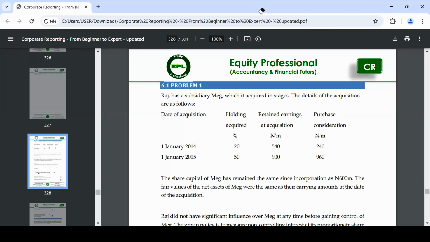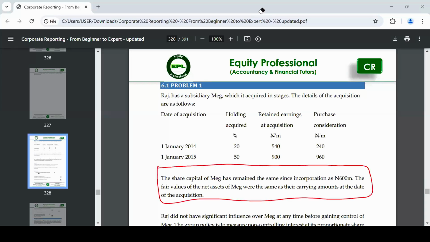The fair values of the net assets of Meg were the same as their carrying amount at the date of acquisition. What we have done here with this simple example is so that you don't have to do any fair value adjustment. Examination question will not go like this, but for ease, so that we can first of all get the concept, we'll make this assumption in problem 1. Okay, let's move further.